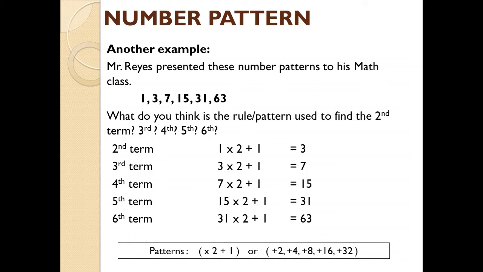So we can have our solution as first, in order to get the next term, we need to multiply the previous term by 2, then add 1 to the product. Or simply adding 2 to the first term in order to get the second term, adding 4 to the second term in order to get the third term, adding 8 to the third term in order to get the fourth term, and so on.